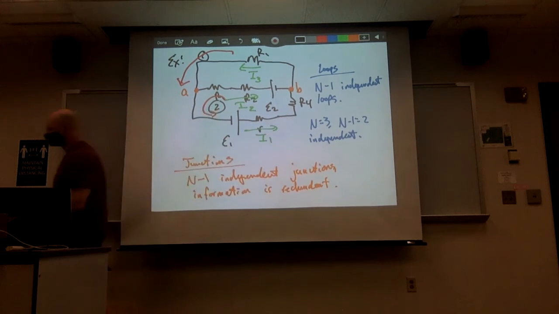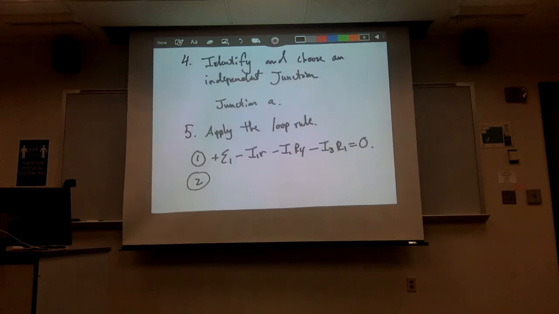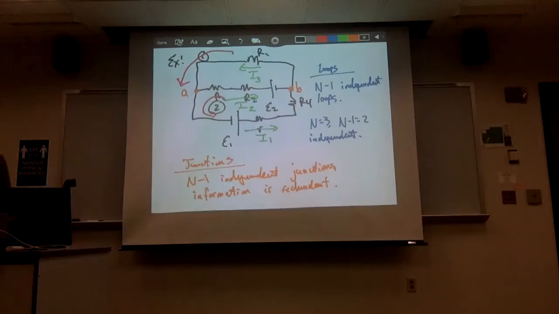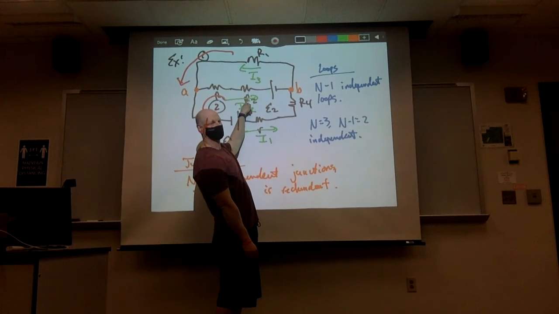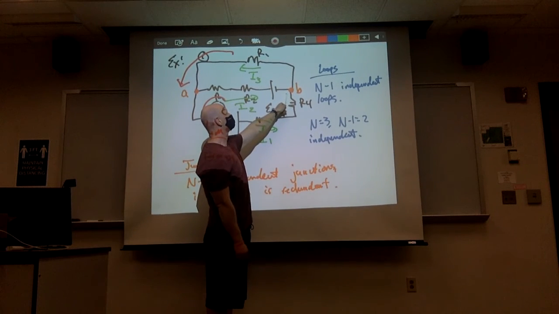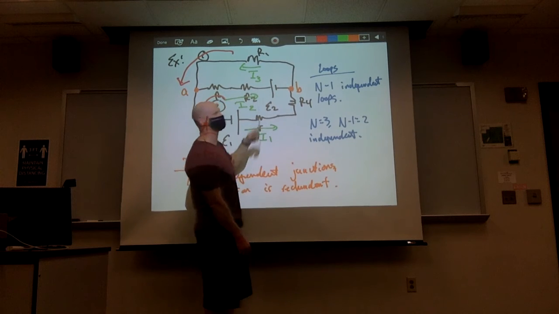Negative. Good. So let's write all that in. So for loop number 2, I'm going to get E1 minus I1R minus I1R4, the same thing as before. But now, at the junction B, instead of going up, I'm going to go in this direction, because now I have to go through the middle one. So now I'm going to go across battery E2 from the negative terminal to the positive terminal.